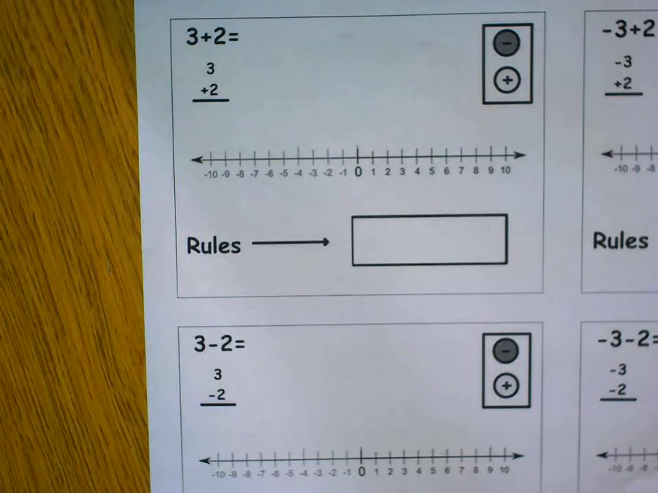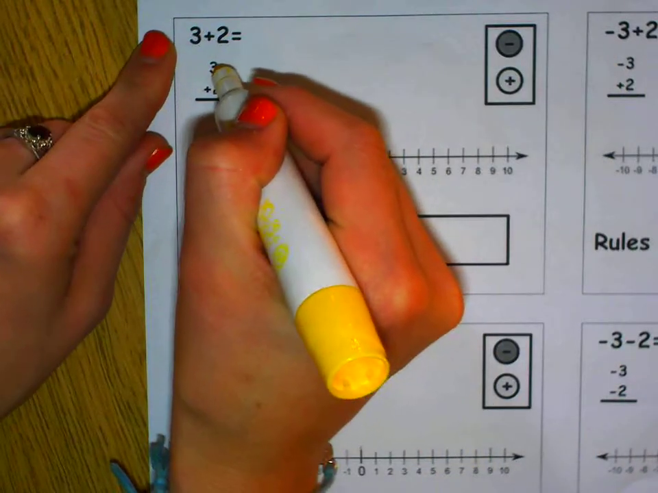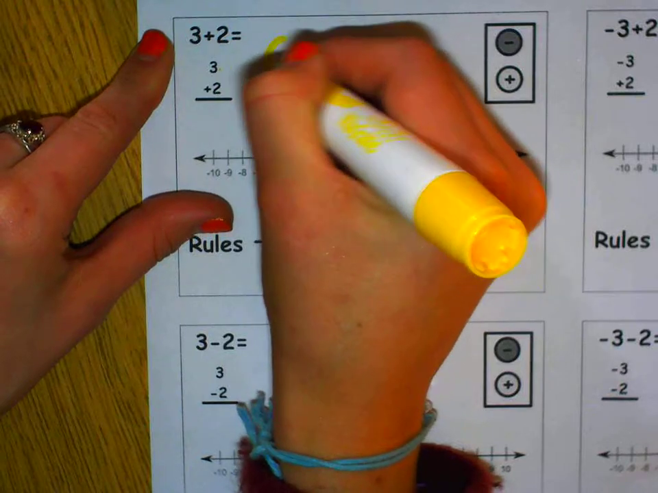So we are going to start by using the integer chips. So we're reading the first problem. We have 3 plus 2. So when we read it, we first need to decide, is the 3 positive or negative? So notice I rewrote this as 3 plus 2. Since there's no symbol in front of the 3, that's a positive 3.